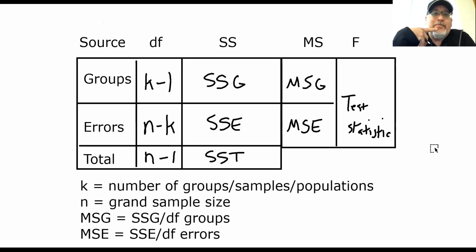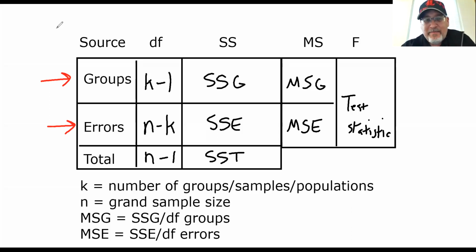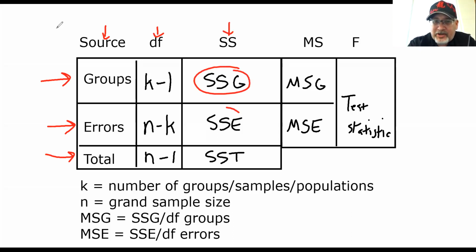You have multiple columns and multiple rows. The rows are separated based on whether you're talking about the groups, the errors, which is like measuring how far off each number is from its mean, and then the total. And then we have 5 columns, one of which is descriptive: the source of everything, a column for degrees of freedom, and a column for SS's. Now, these are the variabilities that we talked about before: SSG, SSE, and SST.